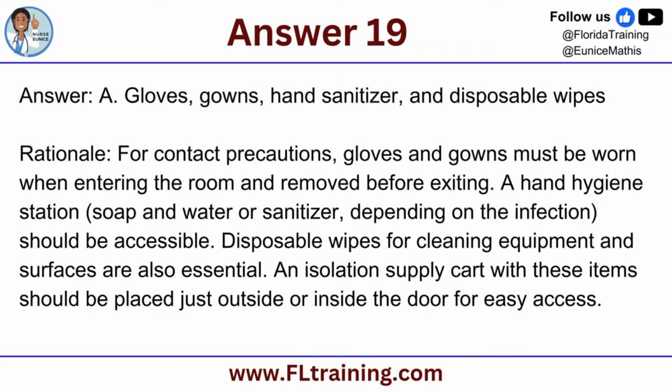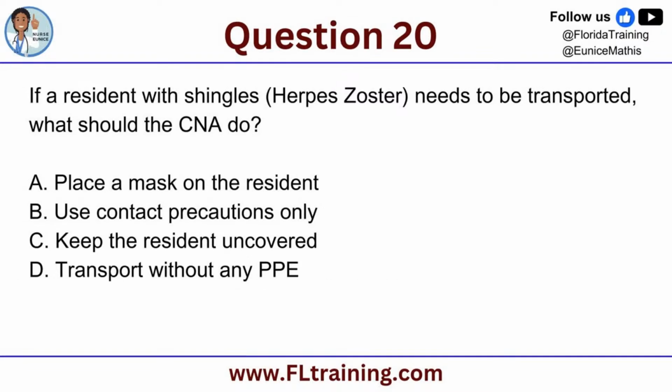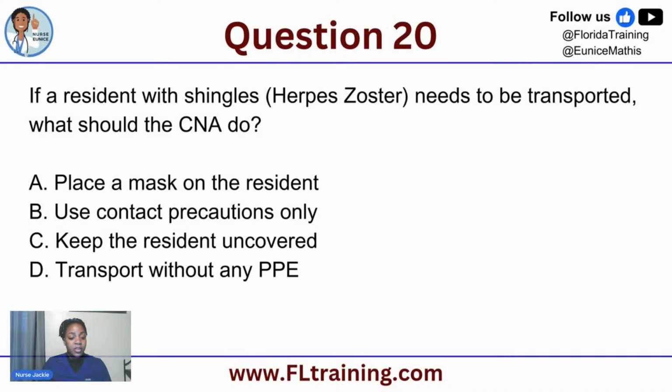All right, here we go. Question 20. If a resident with shingles, also known as herpes zoster, needs to be transported, what should the CNA do? A, place a mask on the resident. B, use contact precautions only. C, keep the resident uncovered. Or D, transport without any PPE.